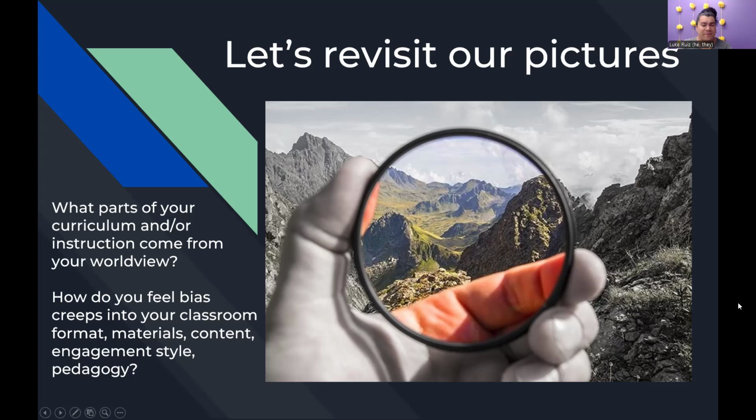I want to use that metaphor of the quick drawing activity, but go one layer deeper. You can answer either question, I don't mind. The first is: what parts of your curriculum and or instruction come from your worldview? The other is kind of a contrast: how do you feel bias creeps into your classroom format, your materials, the content, engagement style, pedagogy, things like that? I'm leaving that open. I want to see what y'all think.